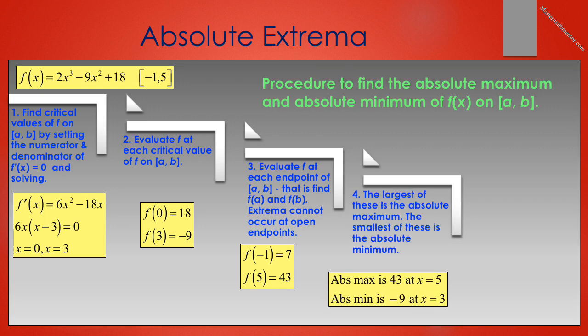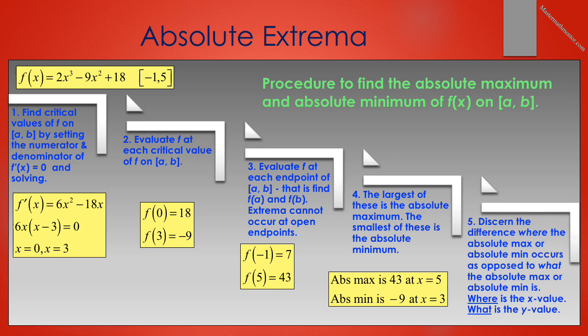We now have the candidates for the absolute maximum and absolute minimum. The largest of these is the absolute maximum, while the smallest of these is the absolute minimum. So the absolute maximum is 43, while the absolute minimum is negative 9.